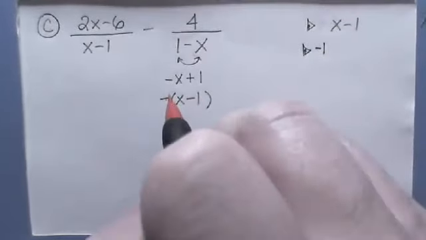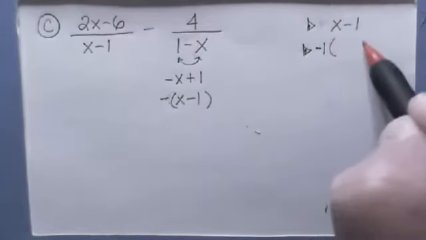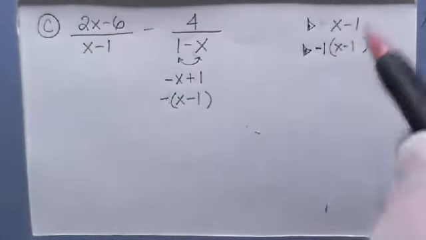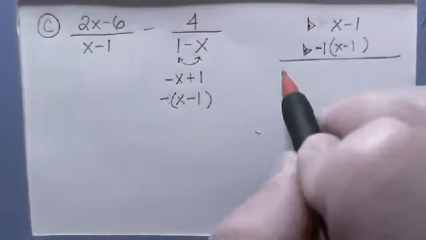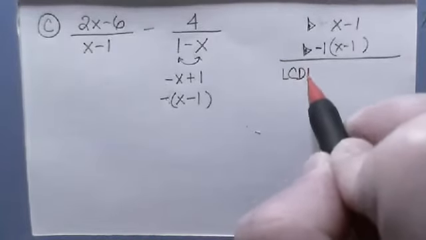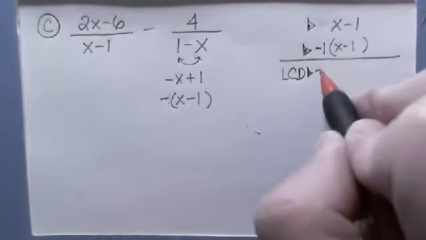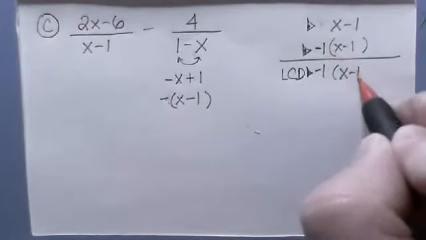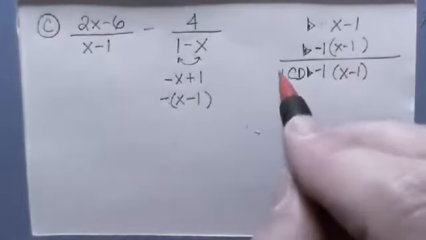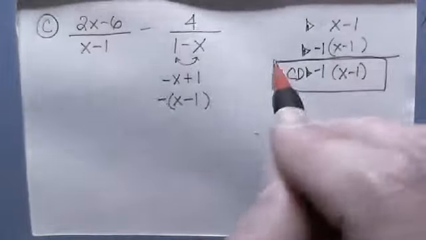Because remember, this is a 1 right there. And I also have an x minus 1. So my LCD for these two denominators will be negative 1 times x minus 1. So this is what my LCD should look like.